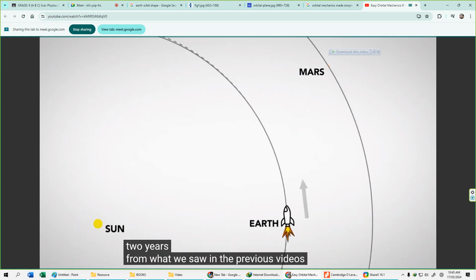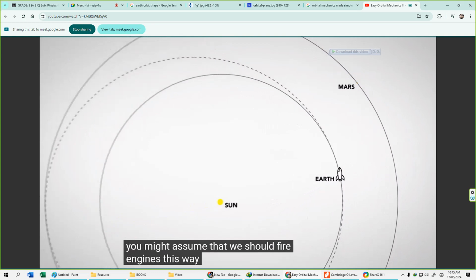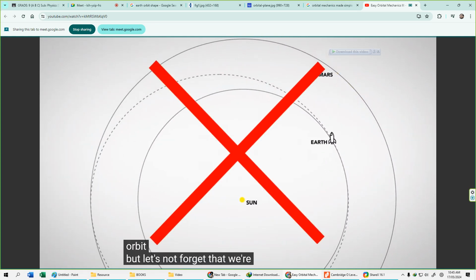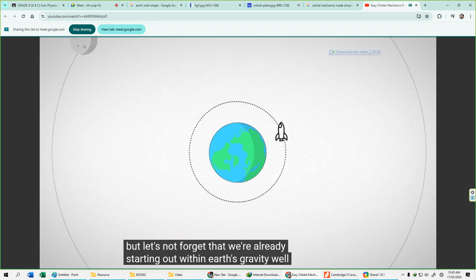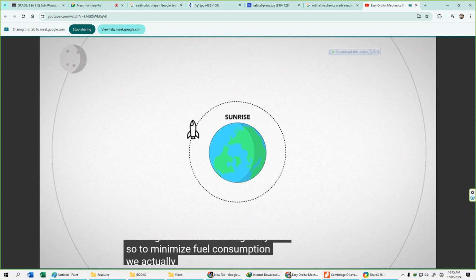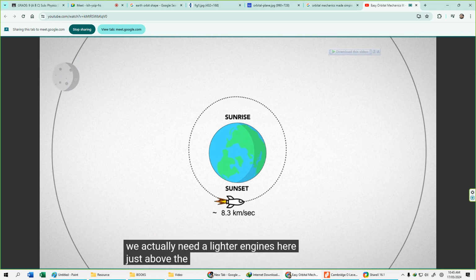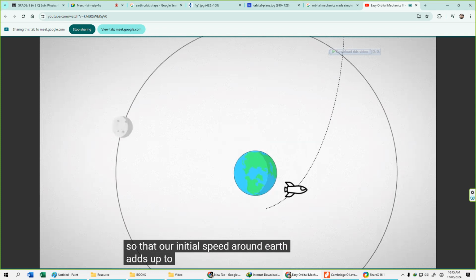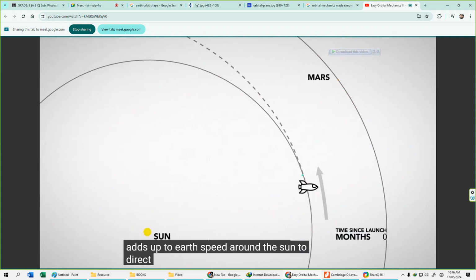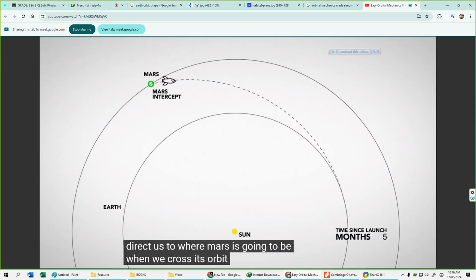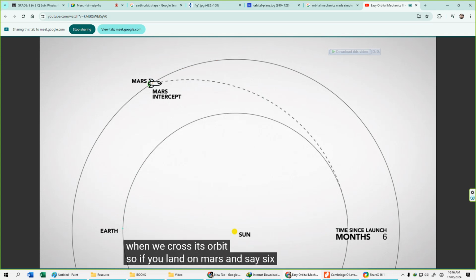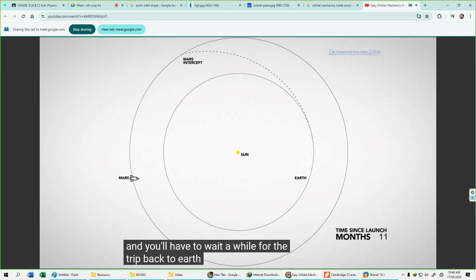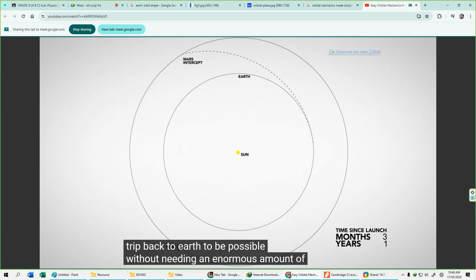From what we saw in the previous videos, you might assume that we should fire our engines this way, since we're trying to get to a higher orbit. But let's not forget that we're already starting out within Earth's gravity well, so to minimize fuel consumption, we actually need to mount our engines here, just below the Sun's line, so that our initial speed around Earth adds up to Earth's speed around the Sun to direct us to where Mars is going to be when we cross its orbit. So if you land on Mars in say 6 to 8 months, the planets are now out of alignment, and you'll have to wait a while for the trip back to Earth to be possible without needing an enormous amount of fuel.